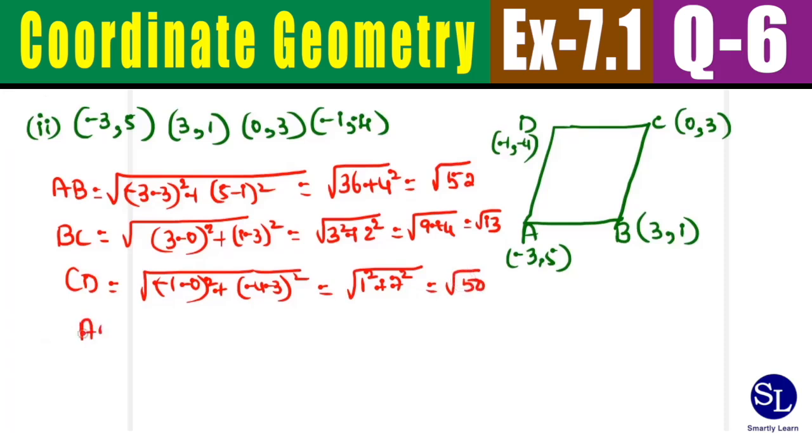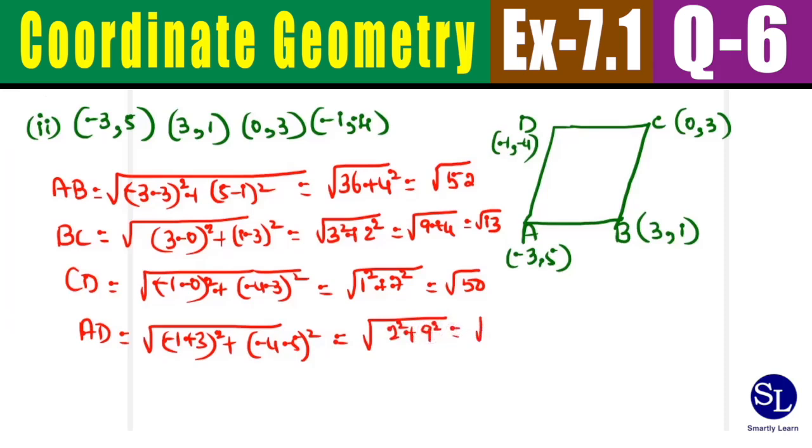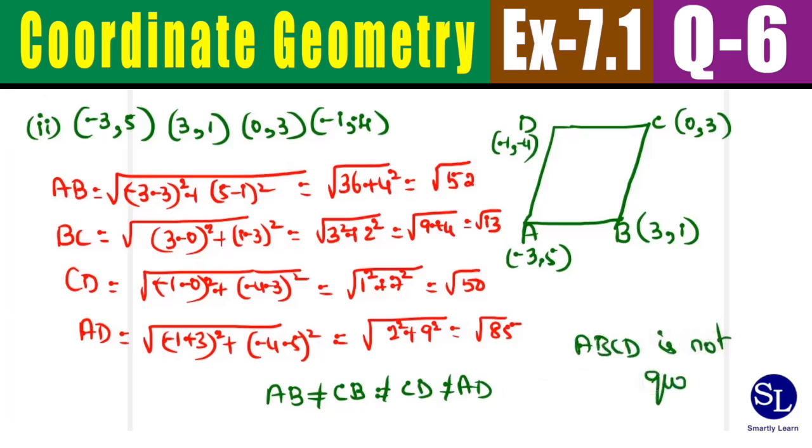Now the last part, which is AD. AD is equal to the root of (-1+3)² + (-4-5)². So this is going to be 2 squared plus 9 squared, which is root 85. Now you see that AB is not equal to BC, is not equal to CD, which is not equal to AD. So I can declare that ABCD is not a quadrilateral. We don't know what it is, so we are going to say it is not a quadrilateral.